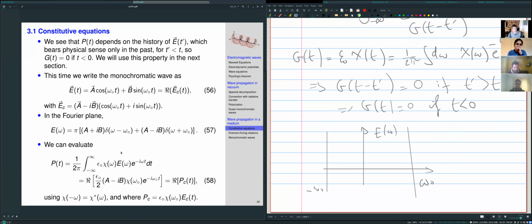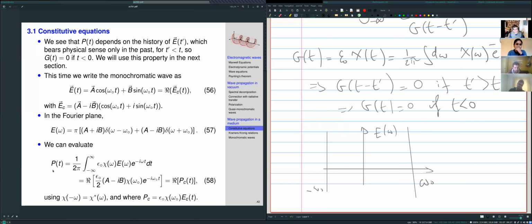So if this is the electric field, then we can calculate the corresponding polarization. Now here maybe I forgot to stress that when we say the medium polarization, we mean something completely different from the Stokes parameters. The Stokes parameters refer to the polarization of the wave. This is the polarization of the medium. Of course, there are two different things.